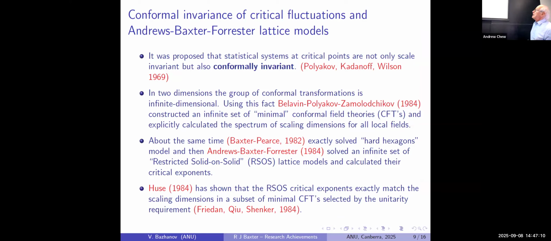Well, at the end of the 70s, Polyakov proposed the hypothesis that at the critical point, a statistical system should not only be scale invariant, but conformal invariant. So the conformal transformation is a wider class of transformations. And the idea was to use the conformal transformation together with the operator product expansion of Kadanoff and Wilson to get a solution for the field theory.